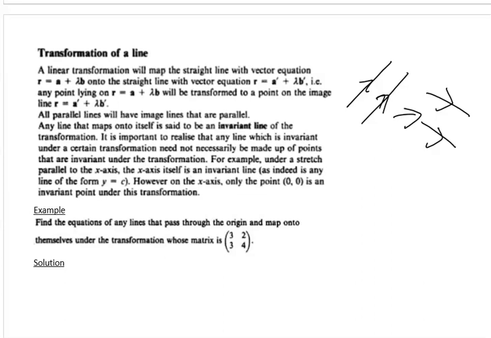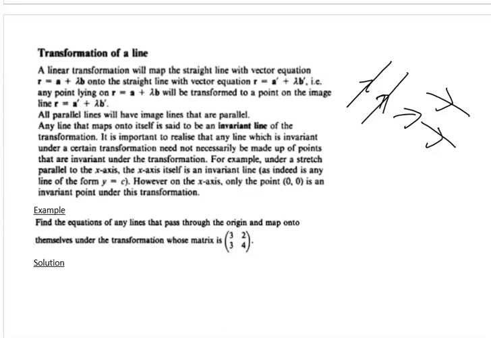Any line which is invariant under a certain transformation need not necessarily be made up of points which are invariant under the transformation. An example is under a stretch parallel to the x-axis. The x-axis itself is an invariant line. So a point on the x-axis will move to another point on the x-axis, but the points themselves move. For example, the point 1, 0 would move to maybe 2, 0. So it has not stayed fixed itself, but it has moved within the x-axis. So you can have a line which is an invariant line, but it's not necessarily made up of invariant points, or you could have a line of points which are invariant. It's very important to be clear on that.